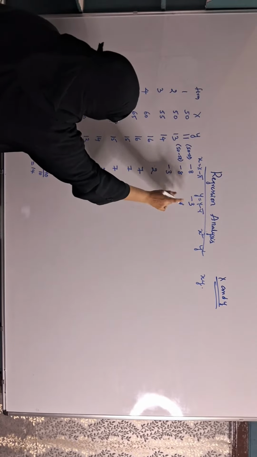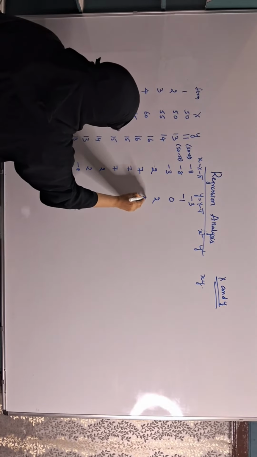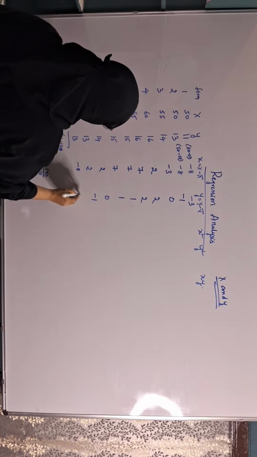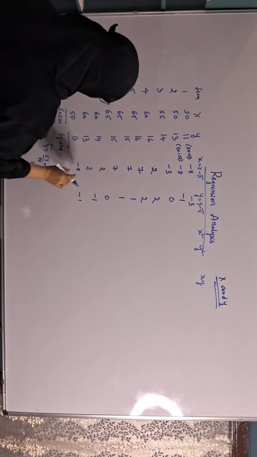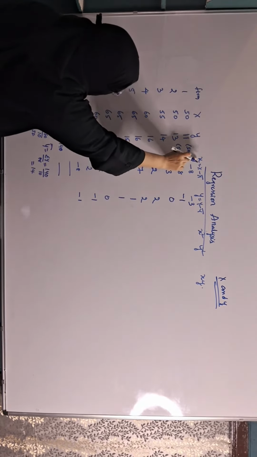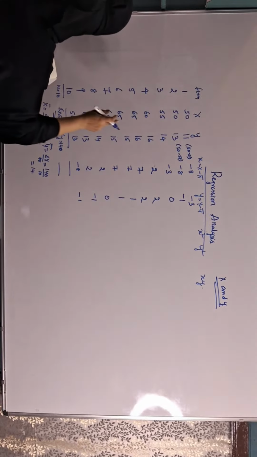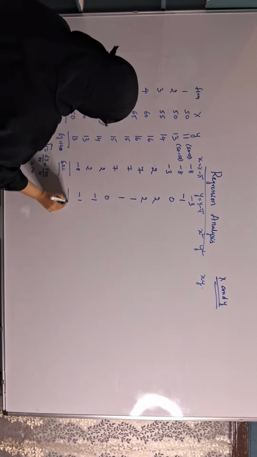13 minus 14 is minus 1. 14 minus 14 is 0. 2, 2, 1, 1, 0, minus 1, minus 1. So in this way, you have to calculate the two columns. You will get x minus x bar and y minus y bar. So you will get sigma x and sigma y.